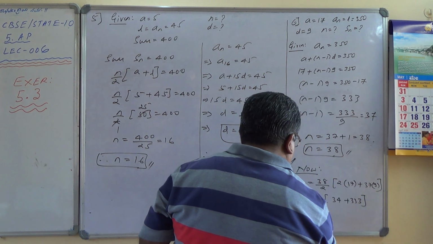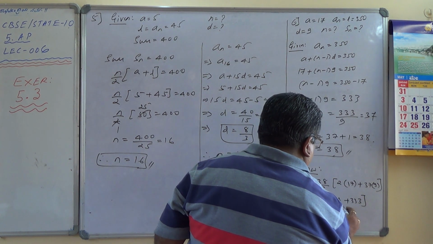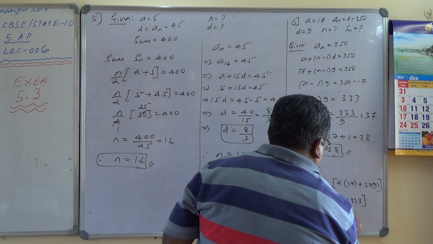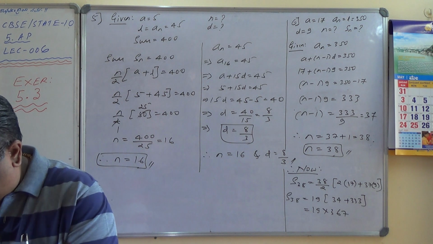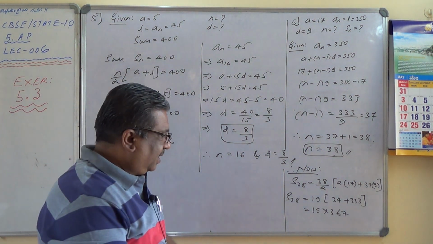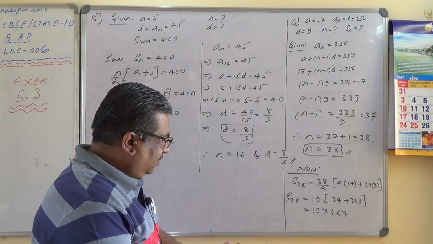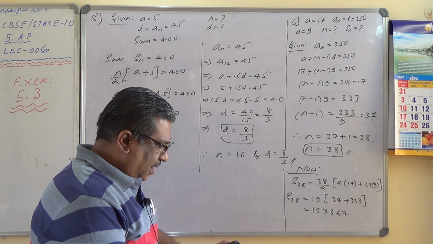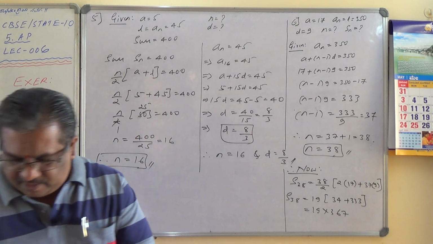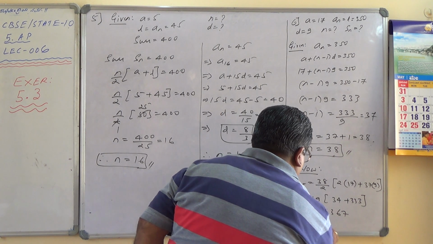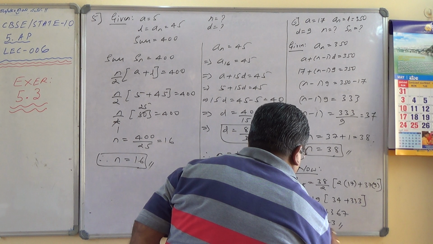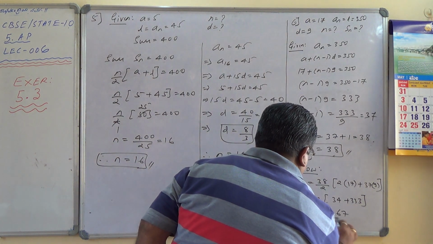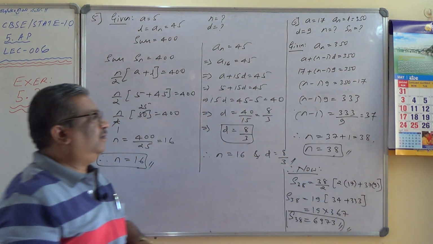So S38 equals 19 into 367, which we get how much? 19 into 367 is 6973, which is correct. So S38 equals 6973. This is the final answer. Note it down.